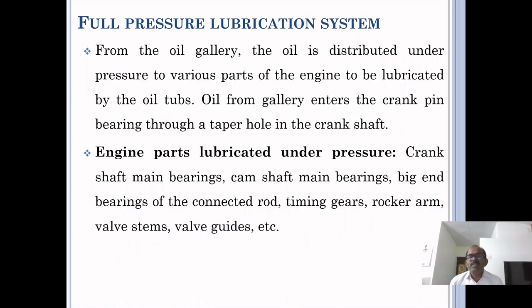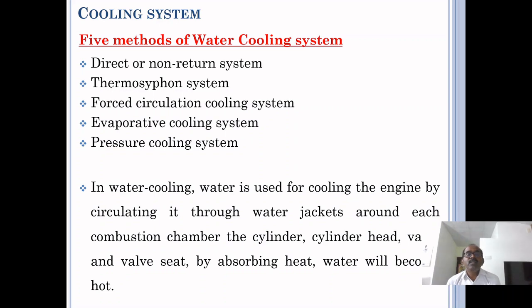From this system, oil is distributed under pressure to the various parts of the engine to be lubricated by oil tubes. Oil from the gallery enters the crank pin bearing through the taper hole in the crank. Engine parts lubricated under pressure: crankshaft main bearing, camshaft main bearing, big end bearing of the connecting rod, timing gears, rocker arm, valve stems and valve guides, etc. Five methods of water cooling system: direct and non-return system, thermosiphon system, forced circulation cooling system, evaporative cooling system, pressure cooling system.